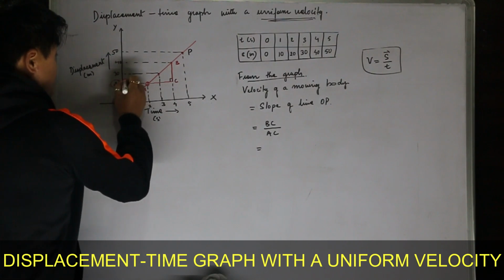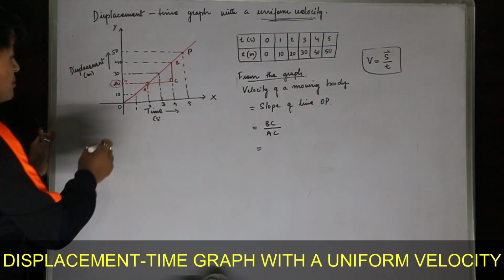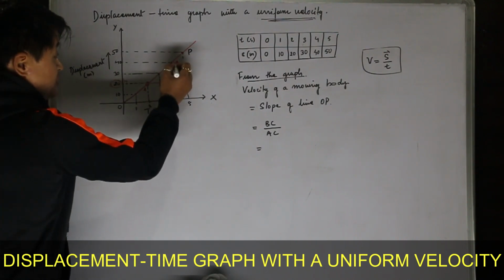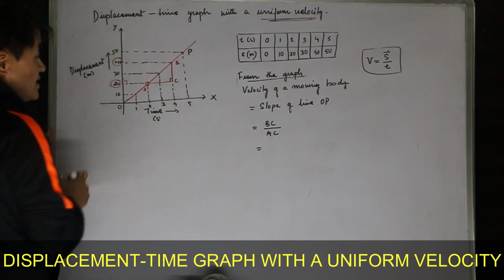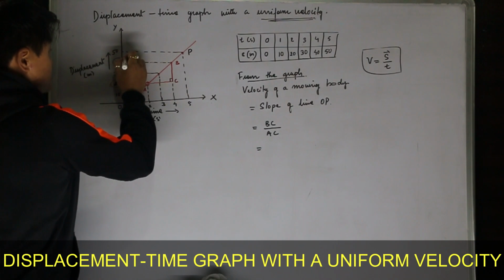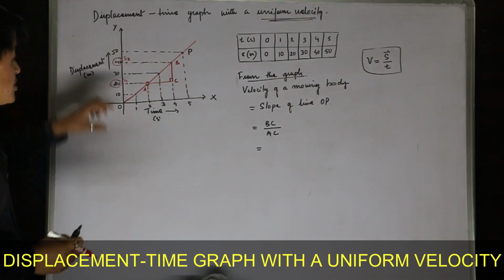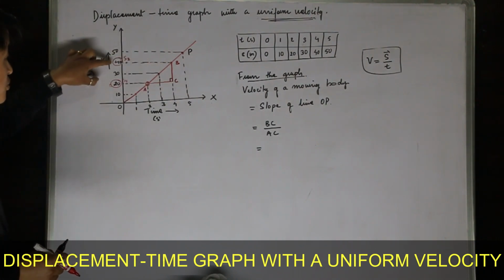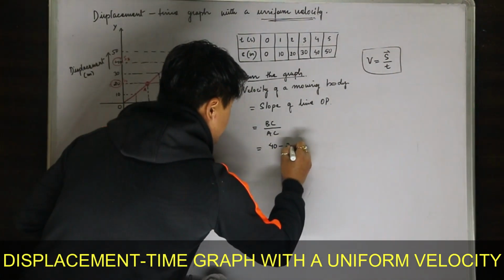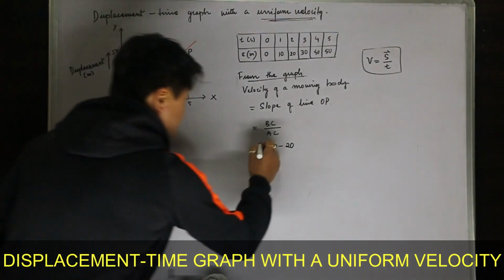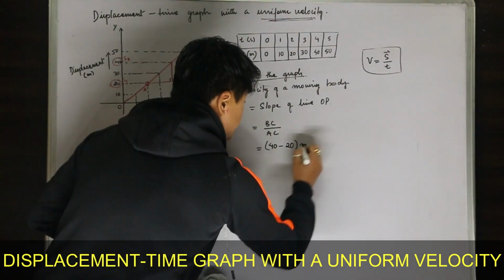Let's consider this as S1. And when the body reaches point B, the displacement of the body here is 40 meters. Let's take this as S2. The total displacement we have to find between these 2 points will be 40 minus 20 meters.